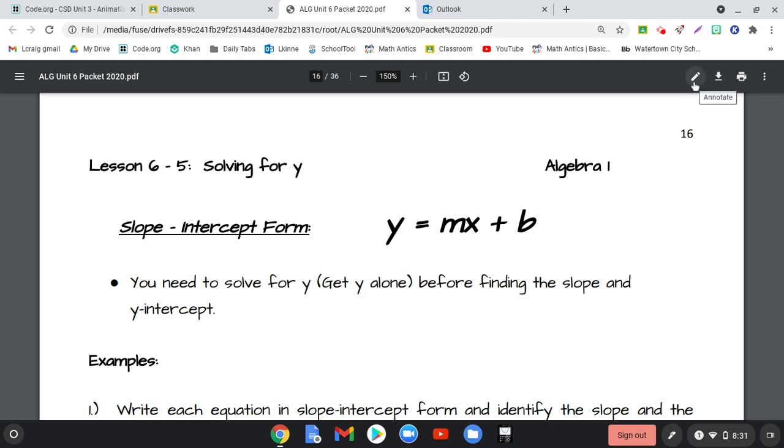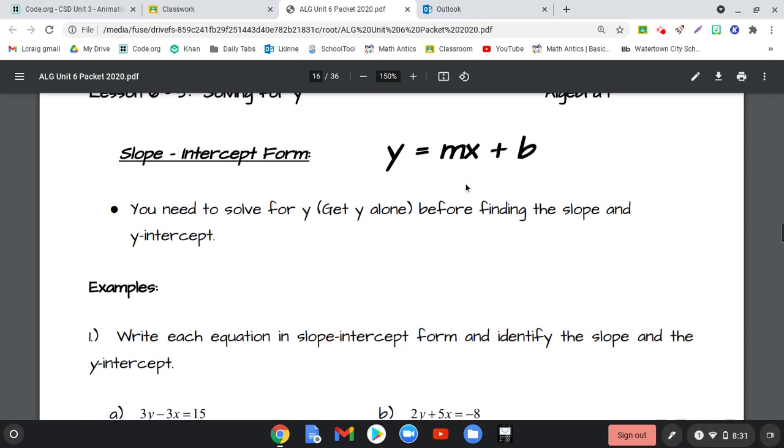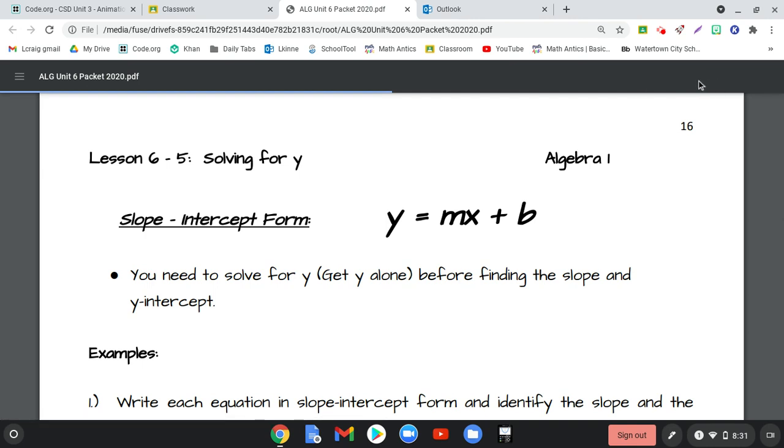Everybody, welcome back. We're going to talk today about probably one of the most useful lessons this unit. We've talked about slope and y-intercept and graphing, but now we're going to talk about what happens when our equation doesn't look like this. So today we're going to focus on solving to get y by itself before we can find these things.